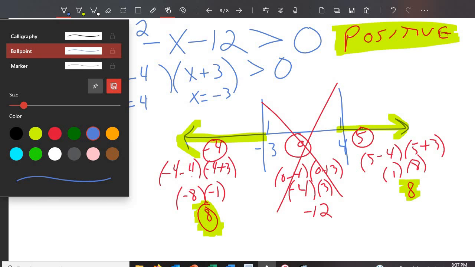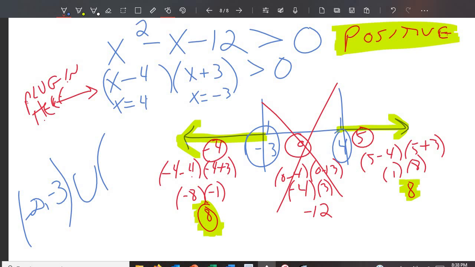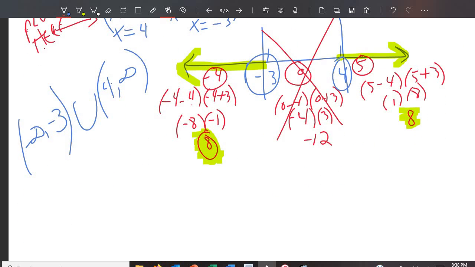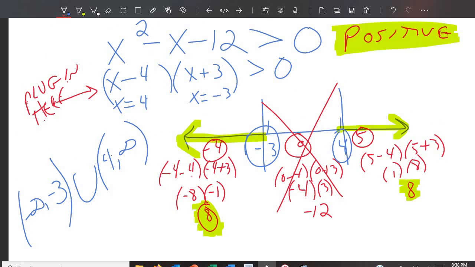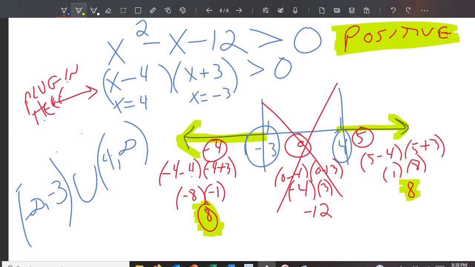So on this one, my final answer will have the union symbol. We'll have negative infinity on the left and negative 3, because that's the number here. Use those numbers when you're in your answer. And then 4, positive infinity. Whoops. This is the final answer.